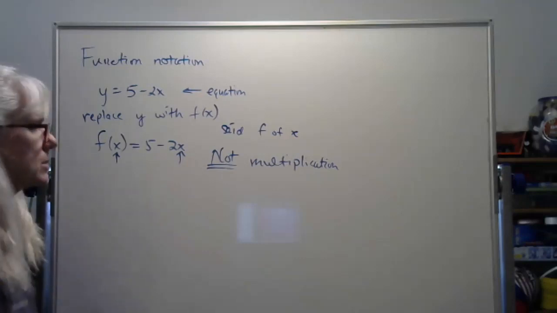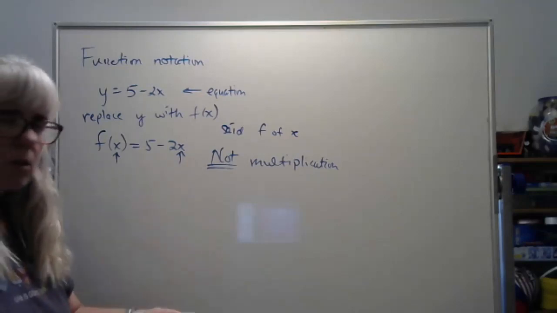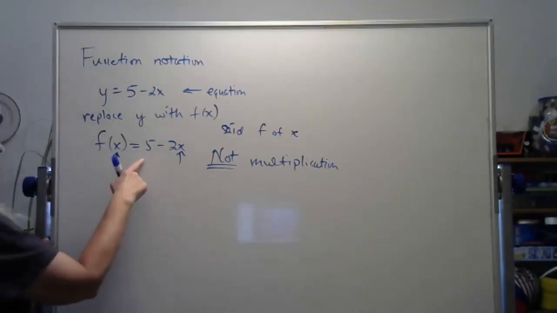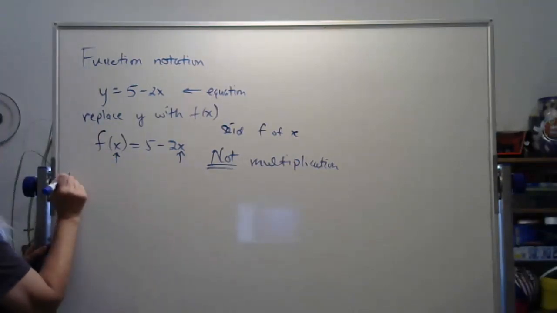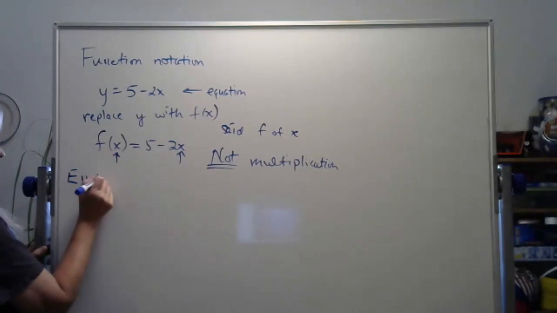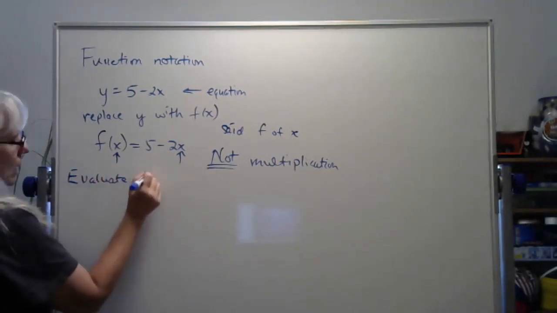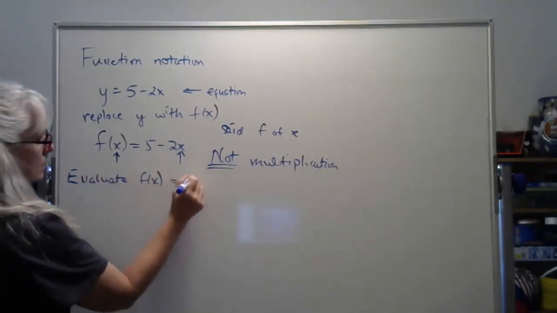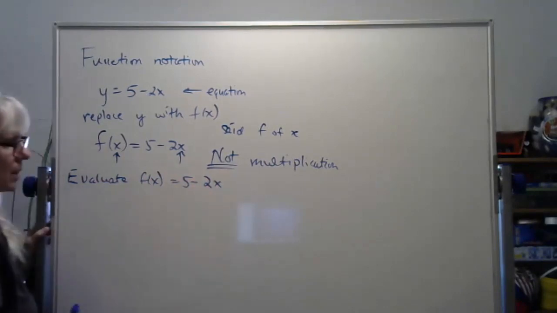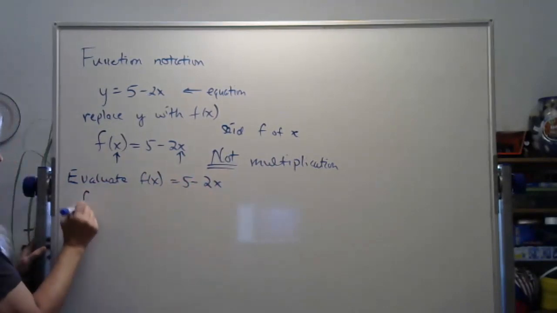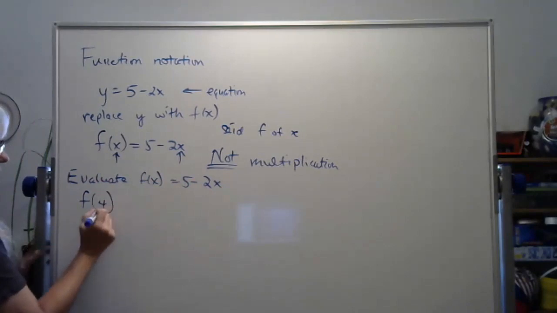So the first thing we want to do is make sure you're comfortable with the notation. Let's use this as our example. What I want to do is evaluate f of x at different values. So the first one we're going to do is find f of 4.